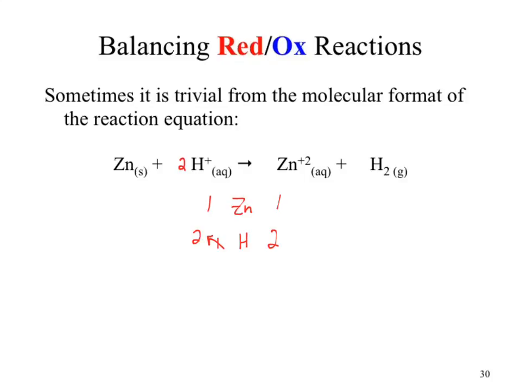We add 2 in front of the H+. Are zincs balanced? Hydrogens? Okay, yeah, everything's nice and balanced. We're happy. We can move on.